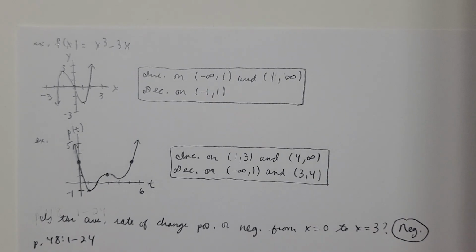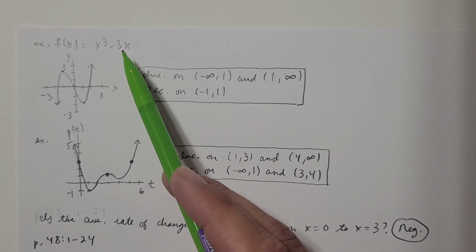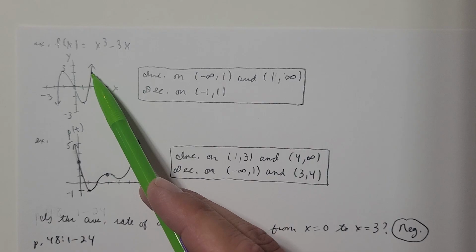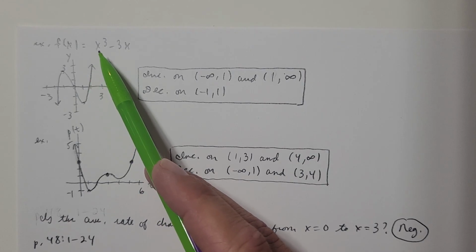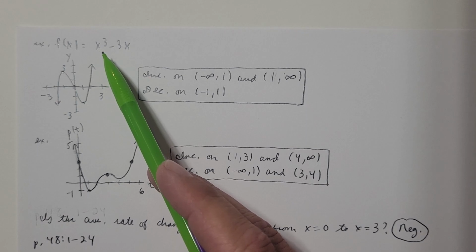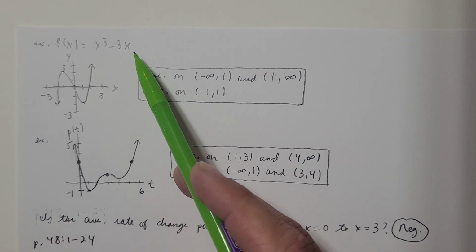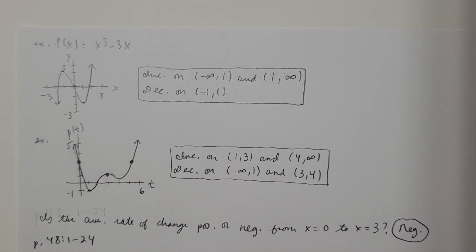If I let x be 2, 2 cubed, 2 times 2 times 2, that's 8. Minus 6 is 2. Okay, so there'd be 2, 2 on the graph. And then if I let x be negative 2, negative 2 cubed, negative 2 times negative 2 times negative 2, that'd be negative 8. Plus 6 is negative 2. Okay, so there's the point negative 2, negative 2 on the graph.